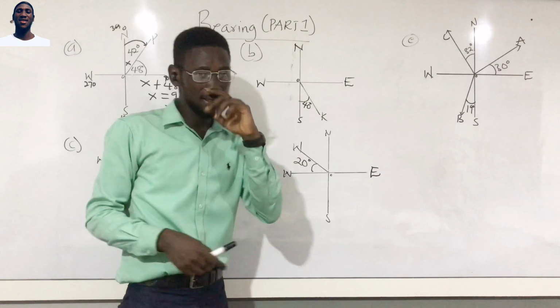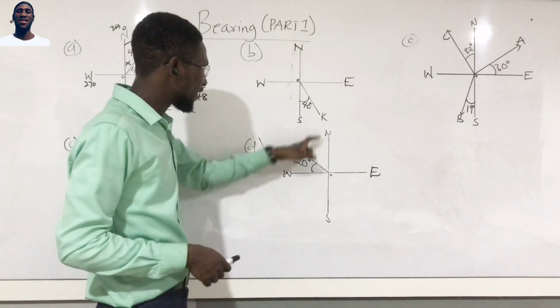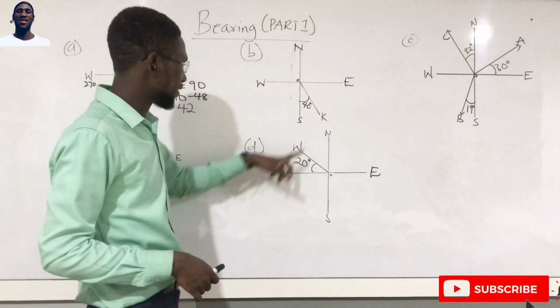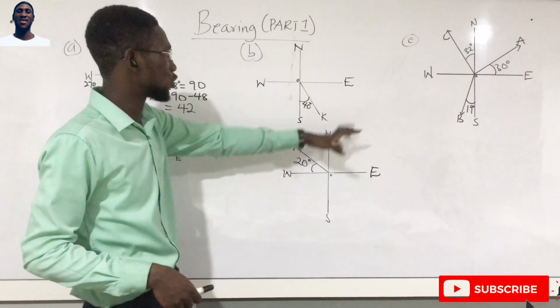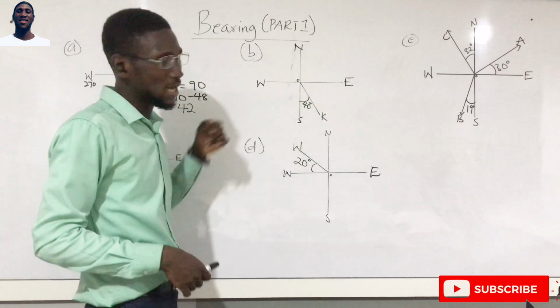Now let's look at the second example. I want to find the bearing of K from O. Note the direction where K is. K is in between east and south.